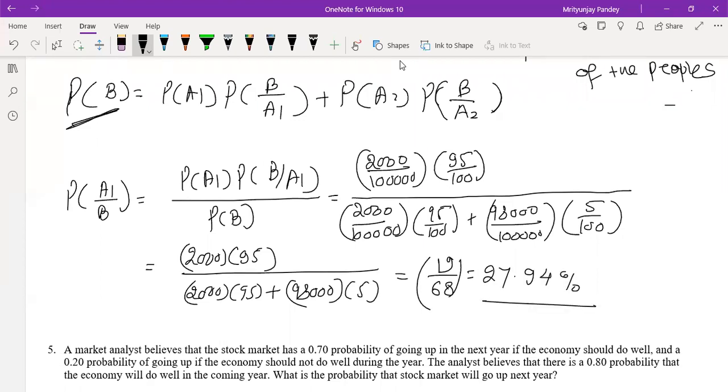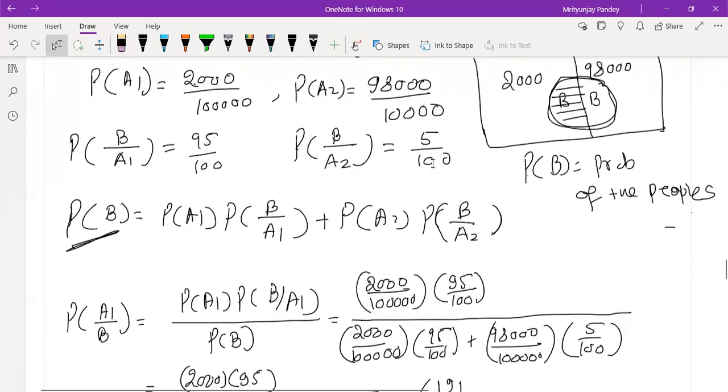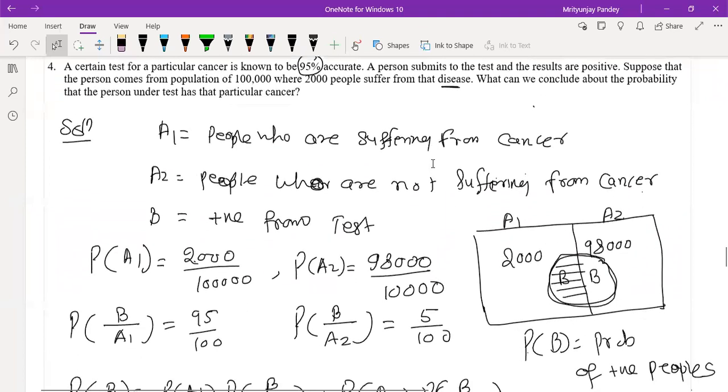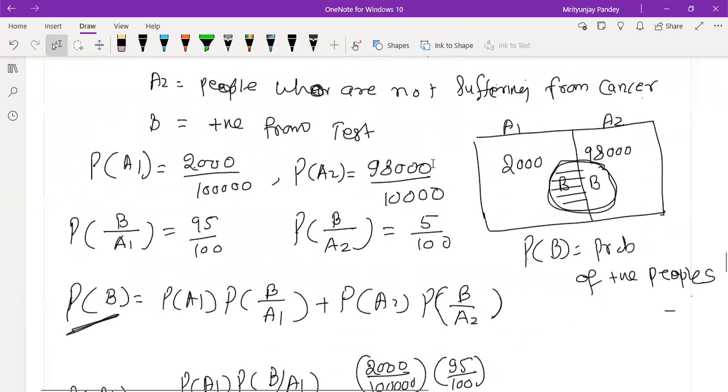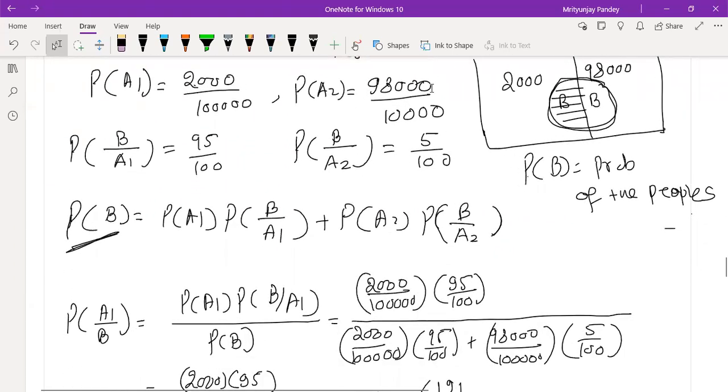ठीक. Okay, understood this question properly. 27.9. Okay, ठीक है. No need to calculate in section also. 27.94, sir. Okay, very good. And now next question. So any doubt in this question? Hope so all of you understood this problem, right? Yes, sir. Okay. So now next question. Let's try to solve next question.